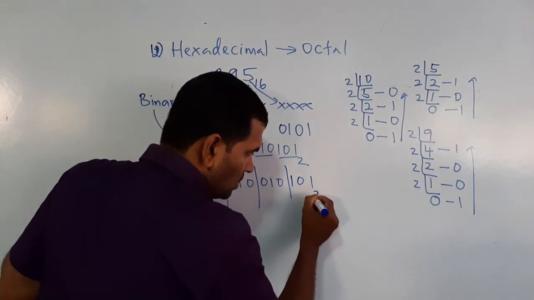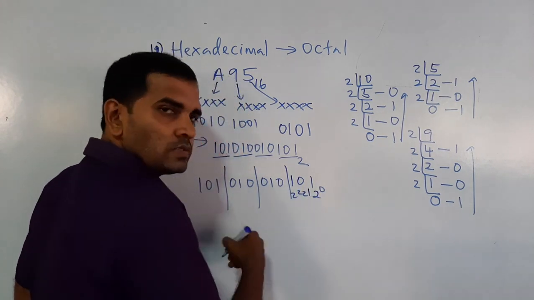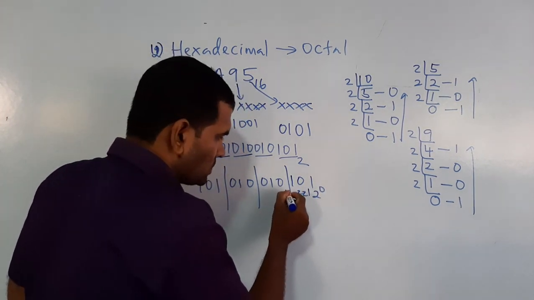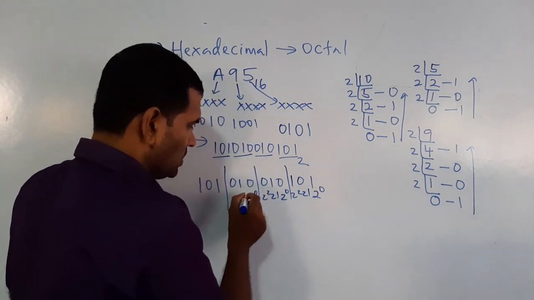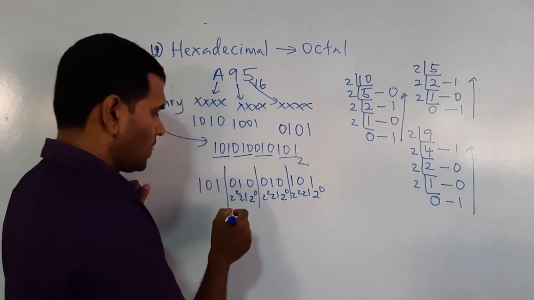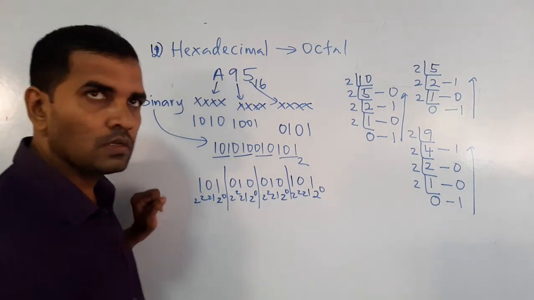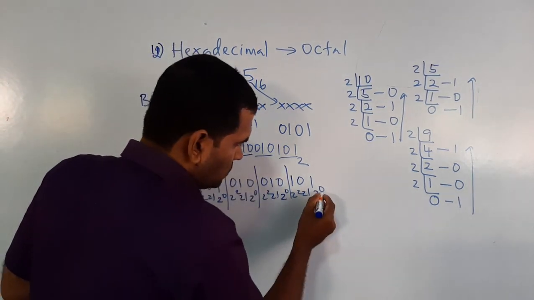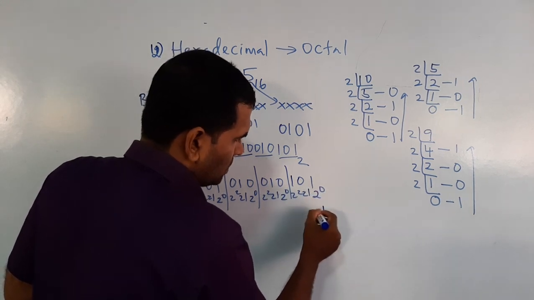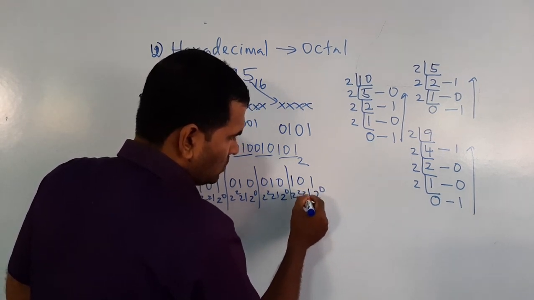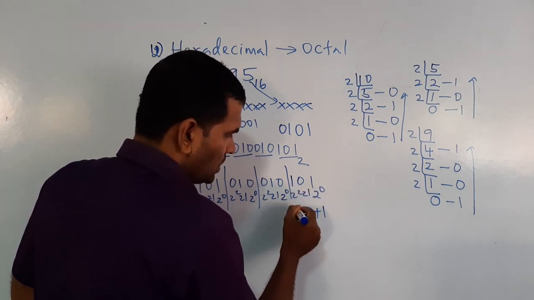Under each group we write 2 to the power 0, 2 to the power 1, 2 to the power 2. Right? So for the first group: 2 to the power 0 is 1, so 1 into 1 is 1. Plus 2 to the power 1 is 2, but 2 into 0 becomes 0. 2 to the power 2 is 4, and 4 into 1 is 4.